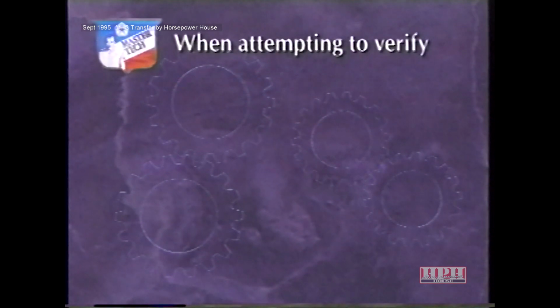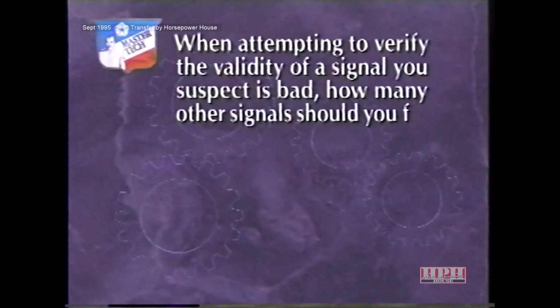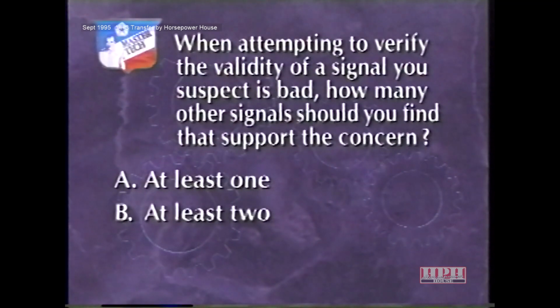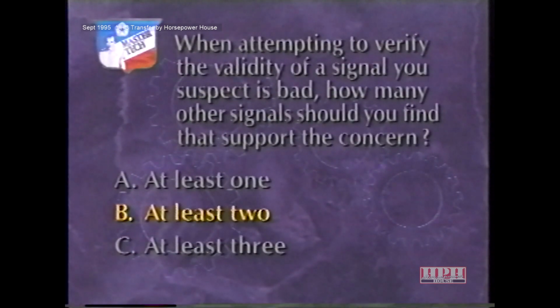When attempting to verify the validity of a signal you suspect is bad, how many other signals should you find that support the concern? A, at least 1, B, at least 2, or C, at least 3? The correct answer is B. You should find at least 2 other signals to support your belief that a reading is suspect.